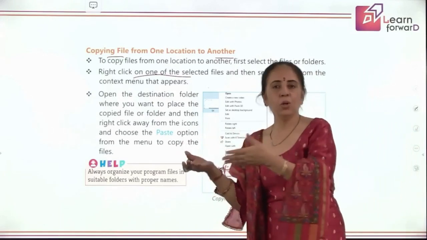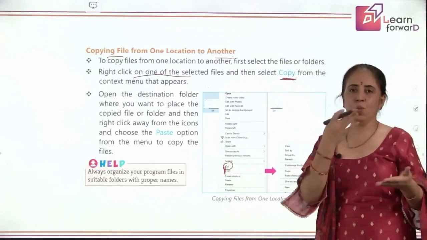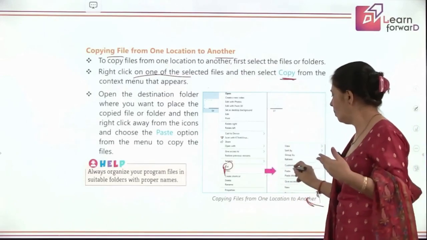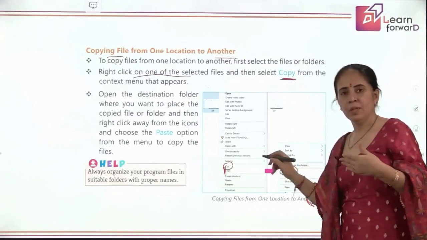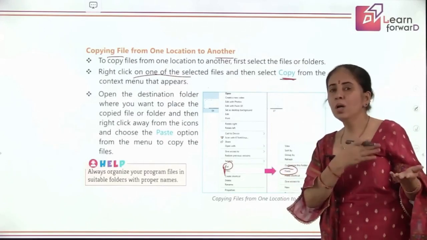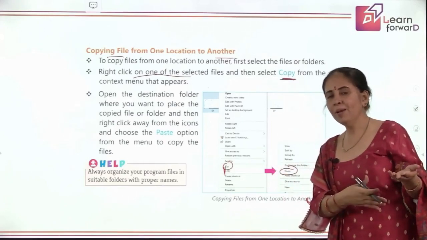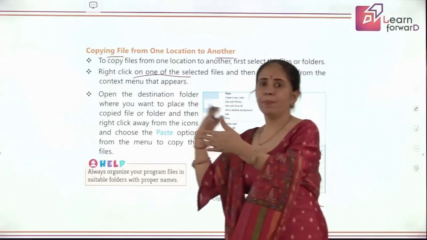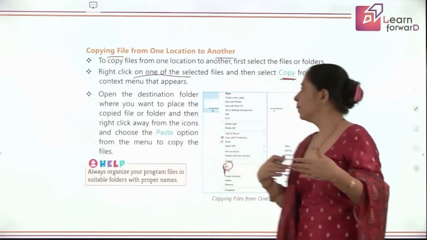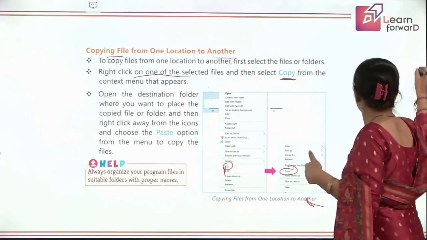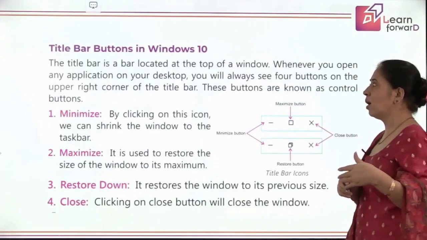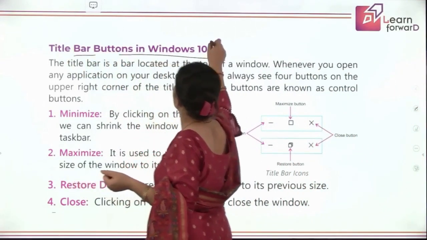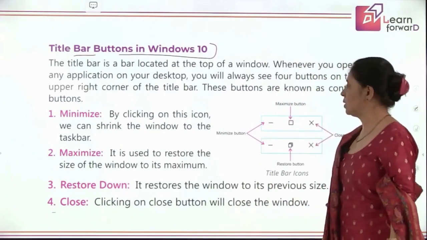And then you open the folder where you want to copy it. Again right click and then click on the paste option. So it will be pasted to a new position. Okay. So paste remains the same, but cut and copy create the difference. Right.